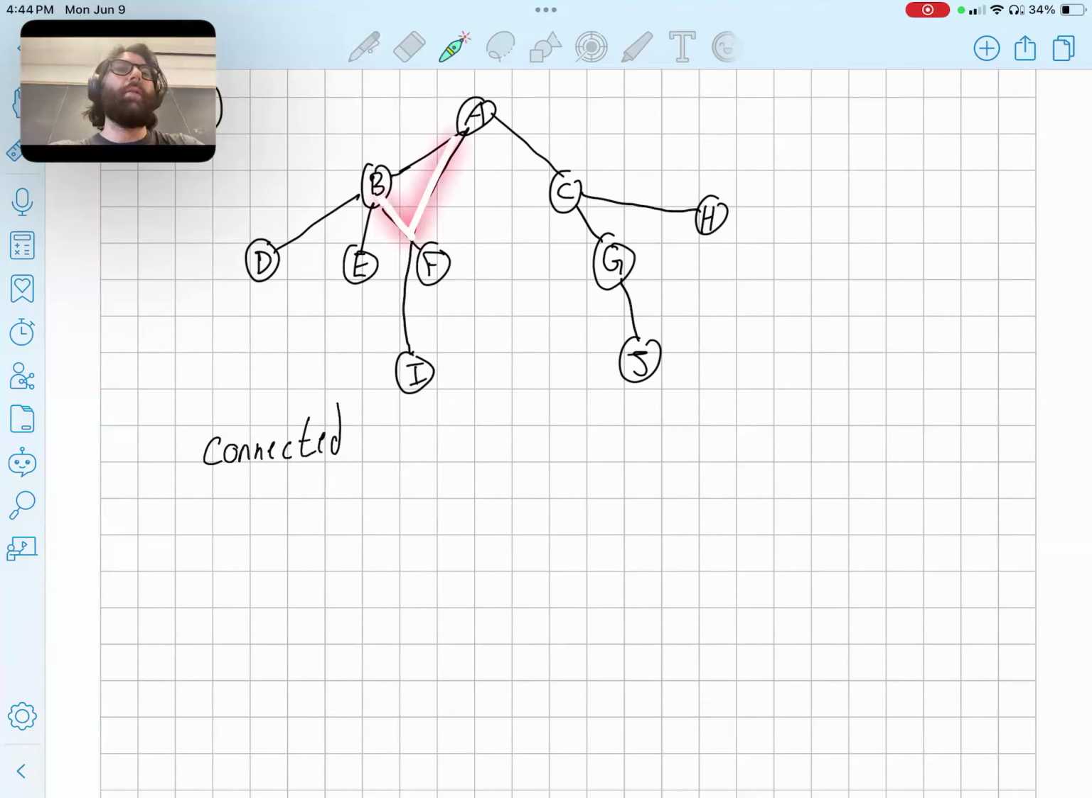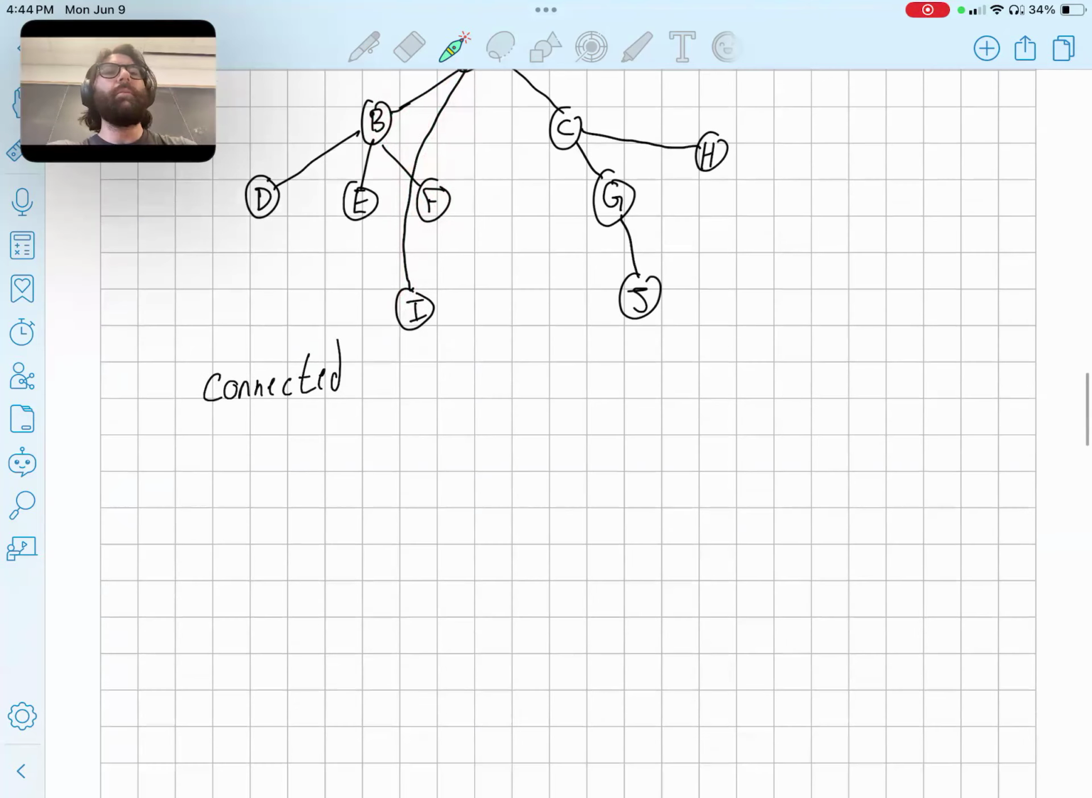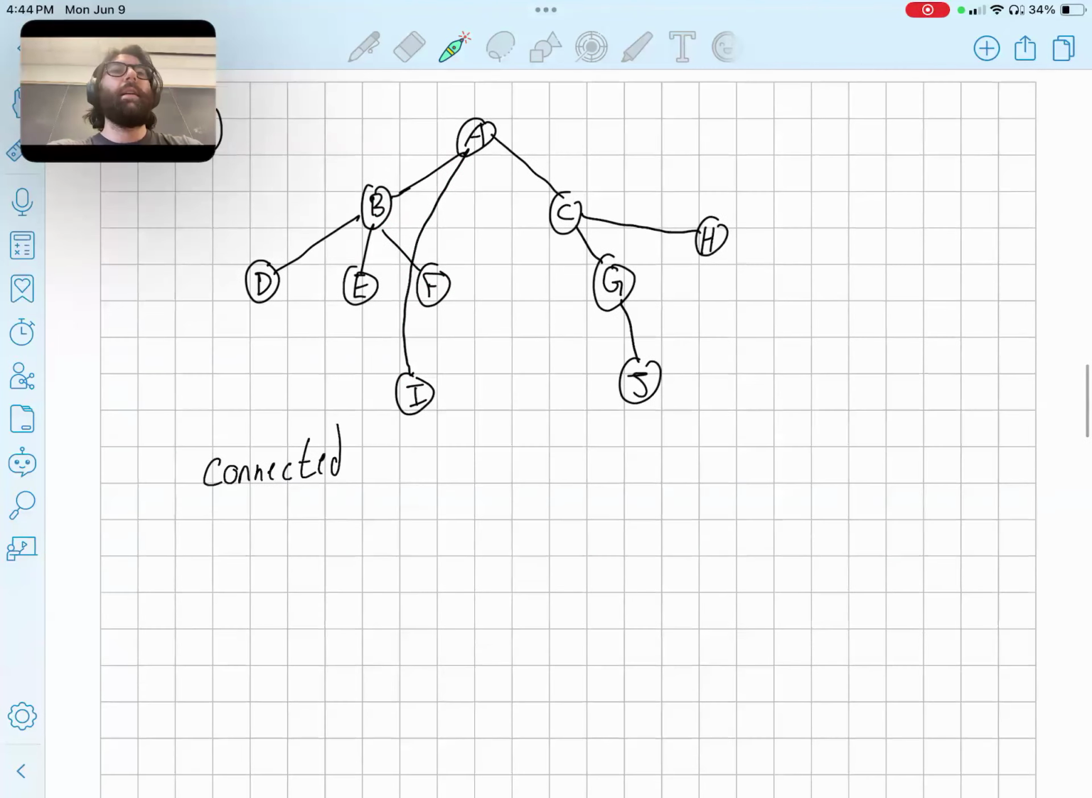Well, can I find any circuits? Well, I've got this sort of thing going on. So I can go from A to B, and then I can go B to F, and A to I, but these don't start and stop on the same vertex, so it's not quite a circuit. So this is going to be a bit tedious, but let's delete every edge and see if we have a bridge.